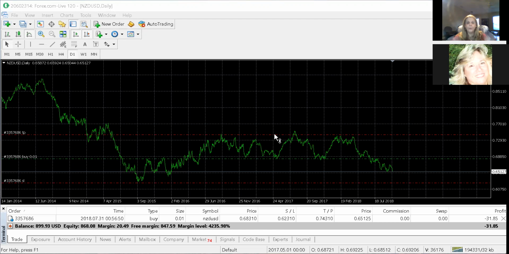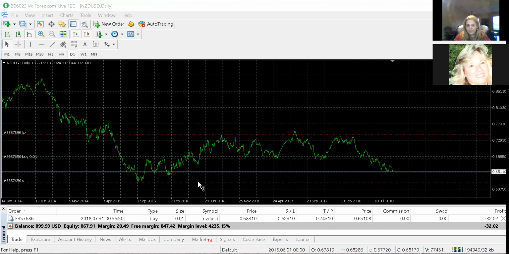Price right now for this is currently at 0.65127. People would be freaking out because it is currently at a negative $30.03 to 2 cents, fluctuating there. Don't worry, it's fine, and I'll show you why it's fine.